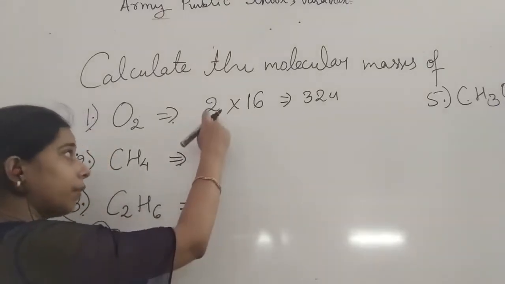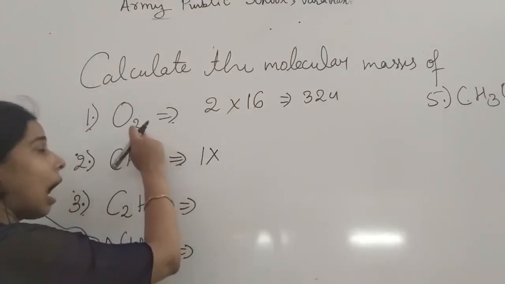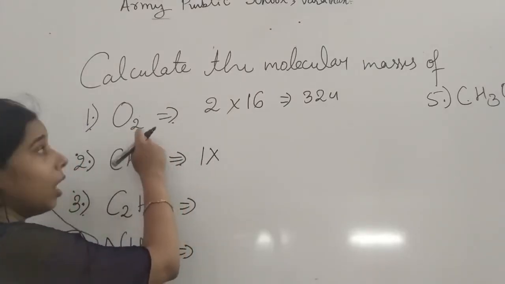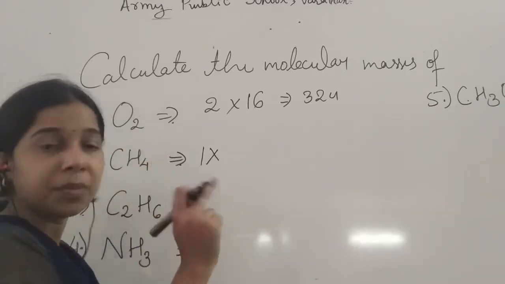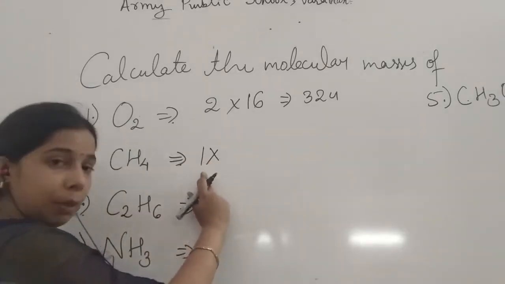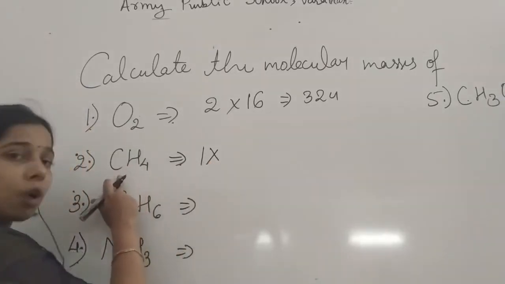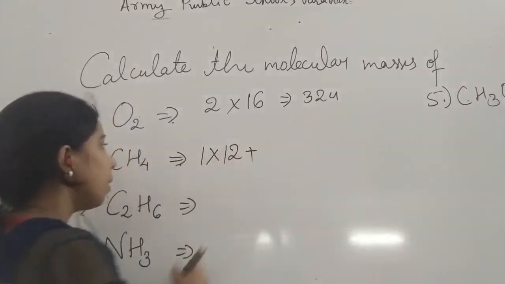See here, students, whatever numbers we are writing here, 2, 1, we are simply showing how many atoms are attached with this particular element. Okay, so here carbon is single, so we can write here 1 into what is the atomic mass of the carbon here, students? That is 12. 12 plus.